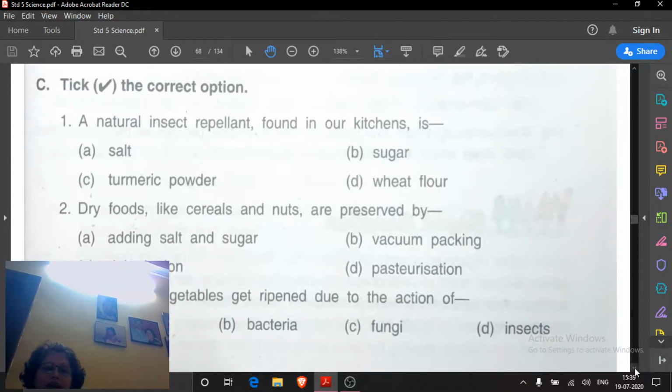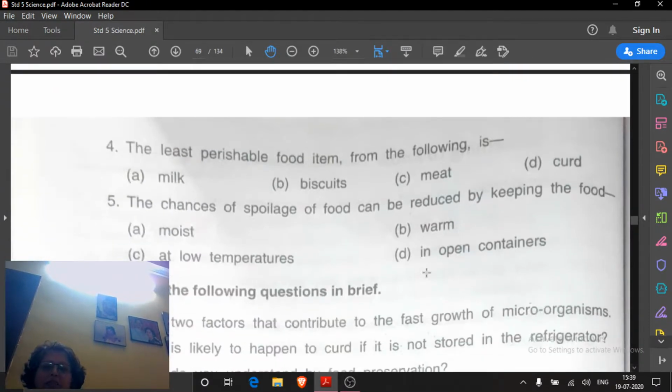Now next is the least perishable. Least means less. Least perishable food item from the following, which will spoil less. Perishable means things which can spoil very fast. Here 4 items are given. You have to find out which is the least perishable food item, which can spoil after some days, not very quickly. Milk? No, milk can spoil very quickly. Meat can also spoil very quickly. Curd can also spoil. Then what is there? Biscuits. So the least perishable food item from the following is biscuits. You will pick biscuit here.